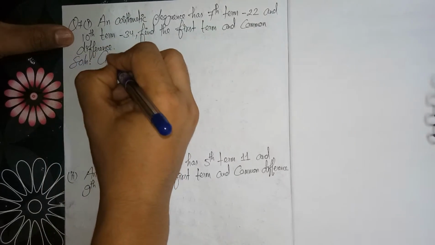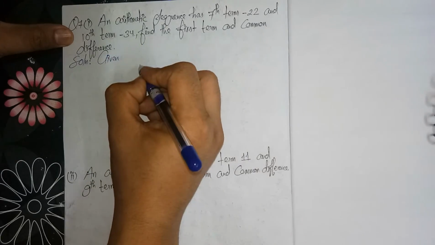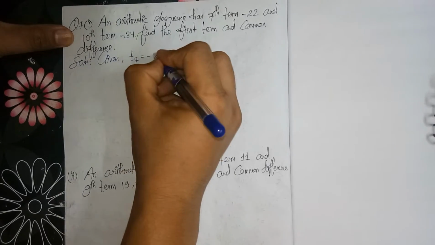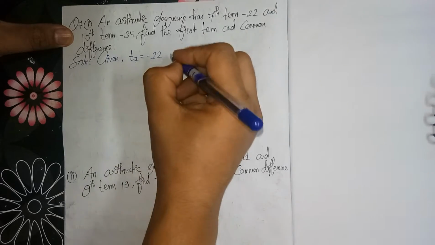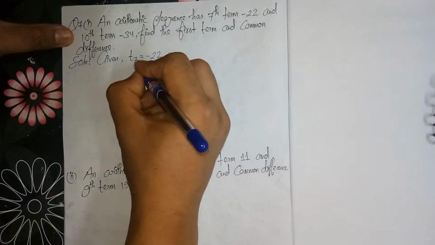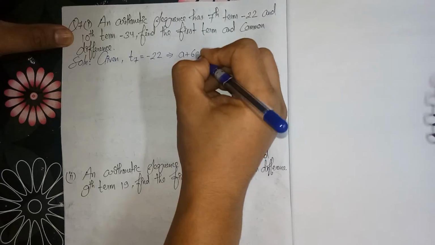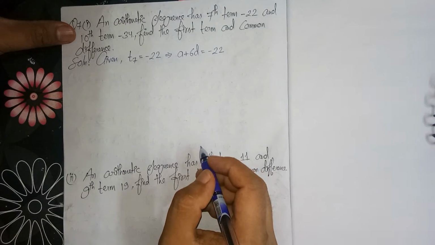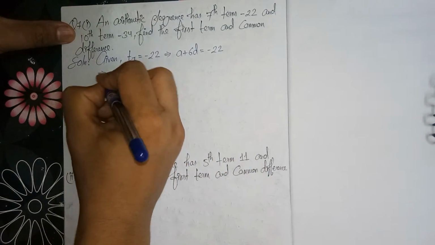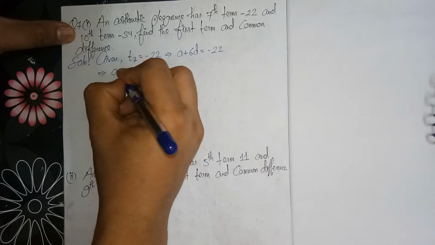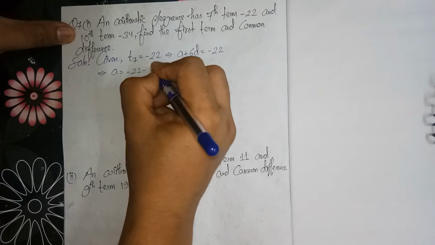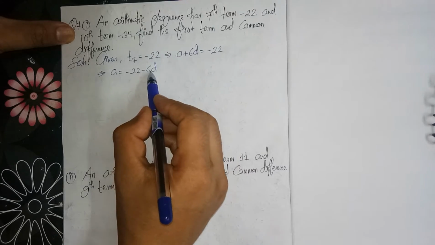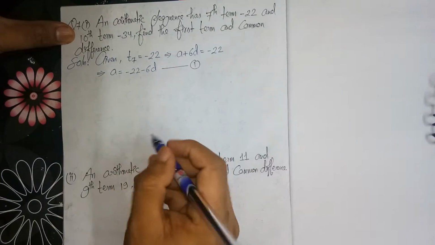Given: T7 is equal to minus 22. T7 is equal to minus 22 implies we can write, in place of T7, A plus 6D equals to minus 22, right? So this is A plus 6D equals to minus 22 implies A is equals to minus 22 minus 6D. When we transfer this 6D to right hand side, it becomes negative of 6D, right? This is equation number 1.